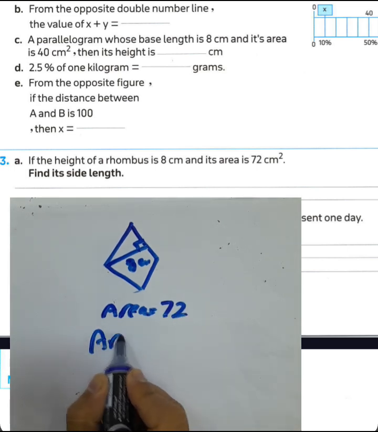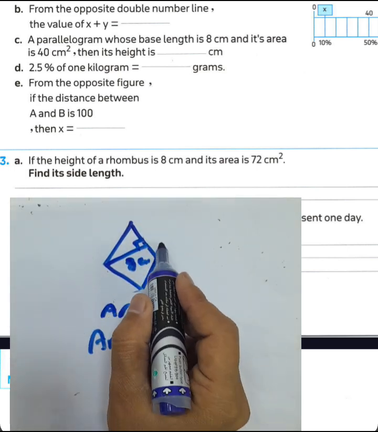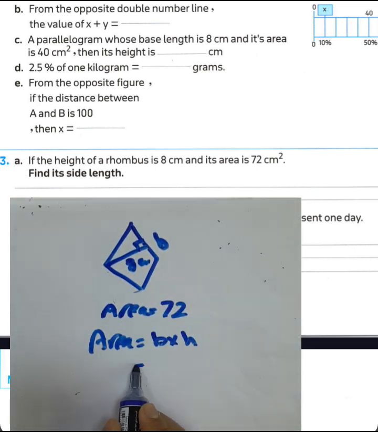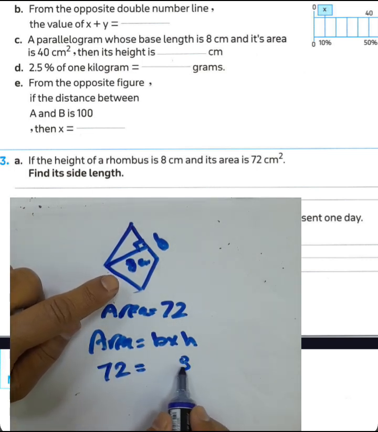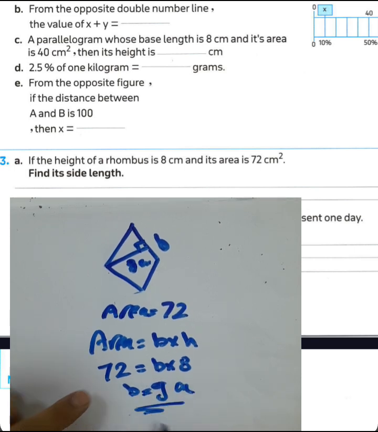We know the area equals side or length times the height, right? Base times height, or side times height. He gave us the area 72 and the height was 8 centimeters. For the base, you can write 72 divided by 8 equals 9 centimeters.